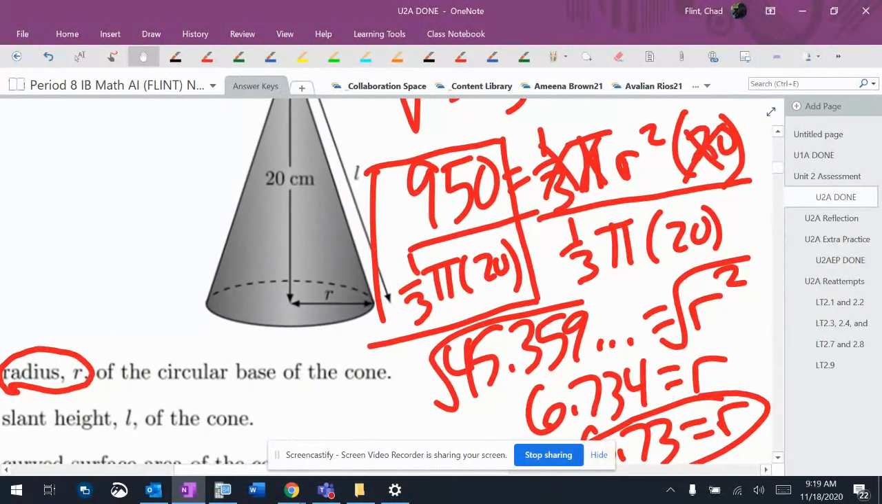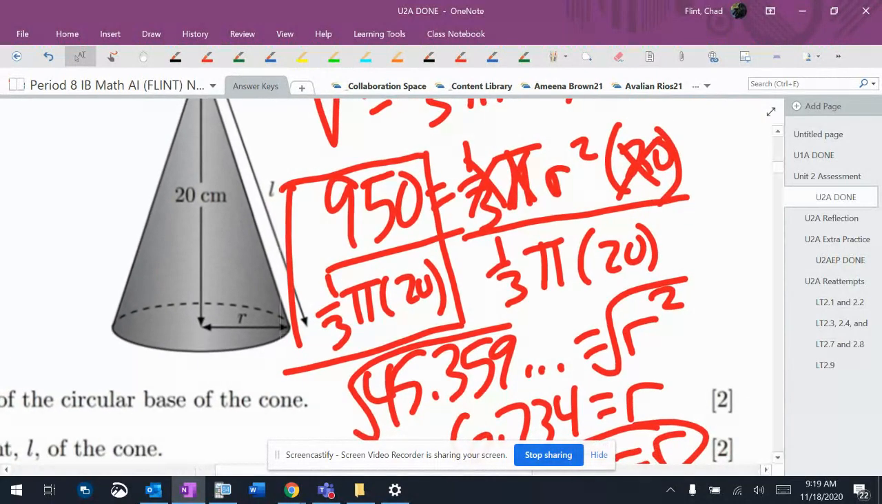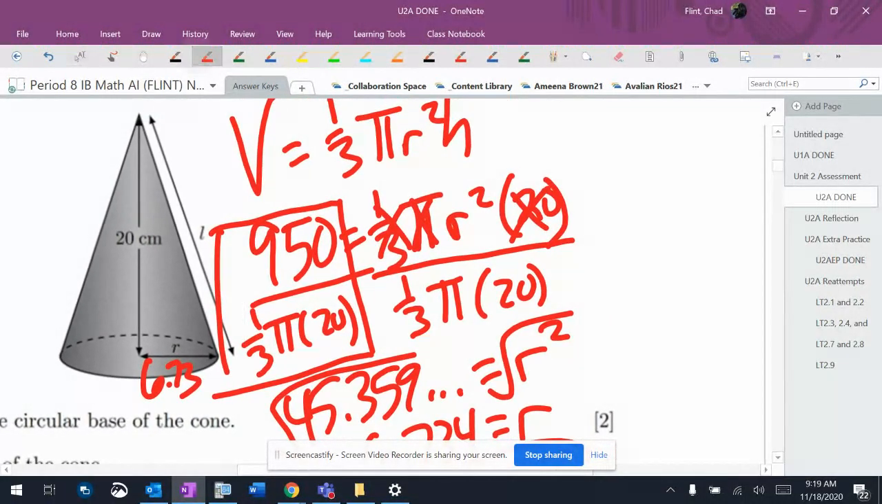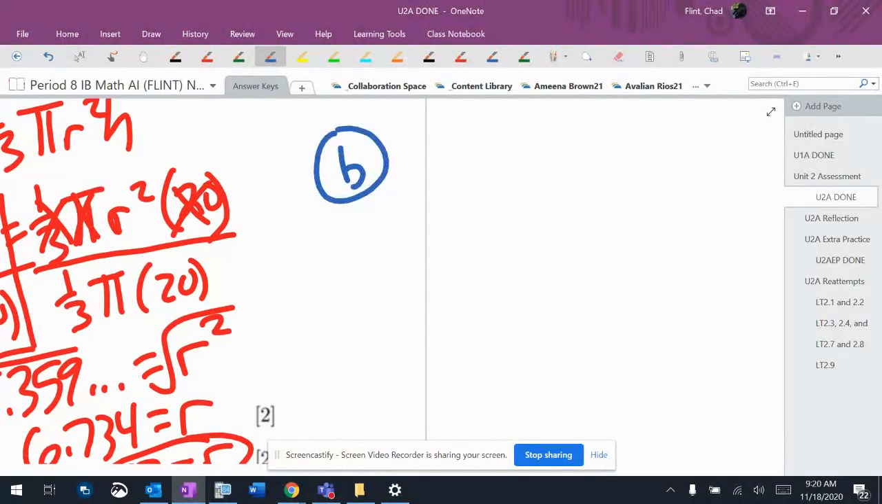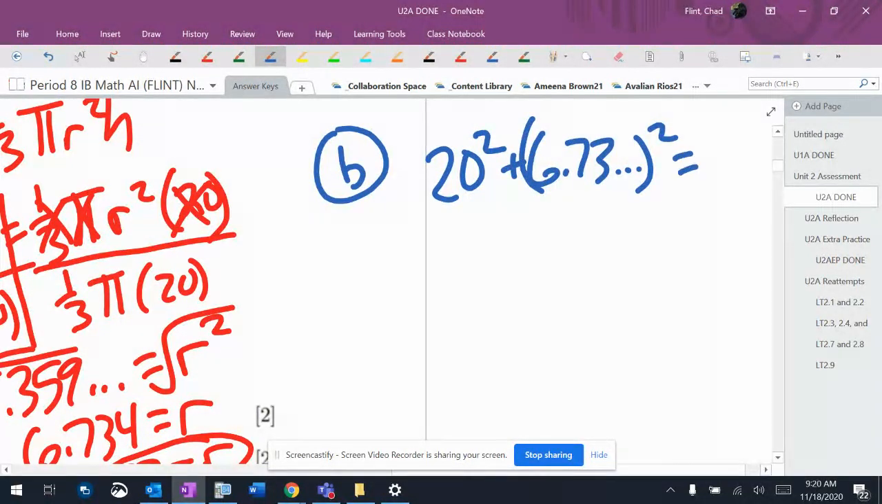It says find the slant height of the cone. So I'm going to go back to my picture here. This is 6.73. This is 20. Remember, the slant height is down the outside of the cone. I need that to find anything to do with the surface area. I have a right triangle right there. So I'm going to do Pythagorean Theorem. I'm going to go over here for part B. I have 20 squared plus 6.73 squared equals x squared. And that's going to be the slant height.